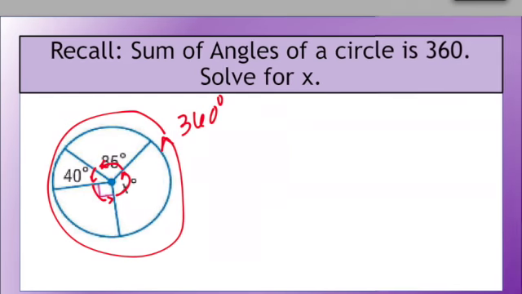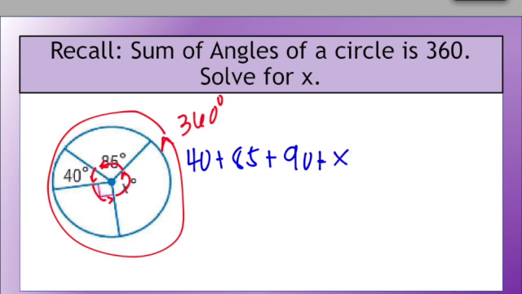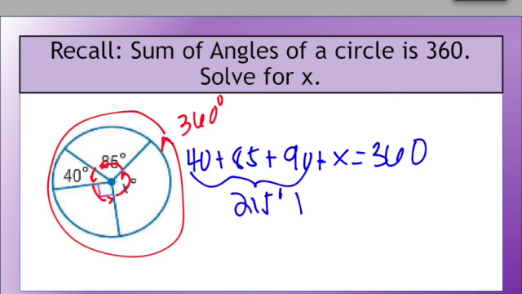So in this case, I want to solve for x. I know that 40 plus 85 plus 90, because we have that right angle there, plus x degrees all equals 360. So let's add these all up. We're going to get 40 plus 85 plus 90, and that gives me 215 degrees.